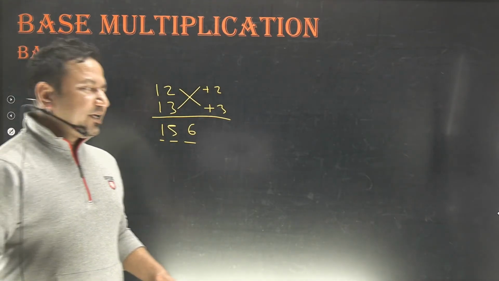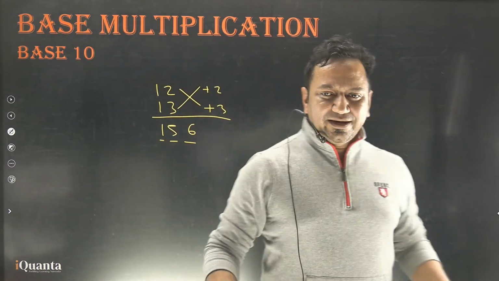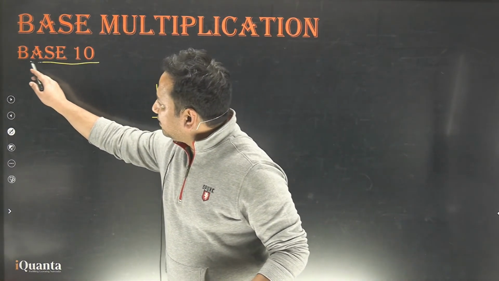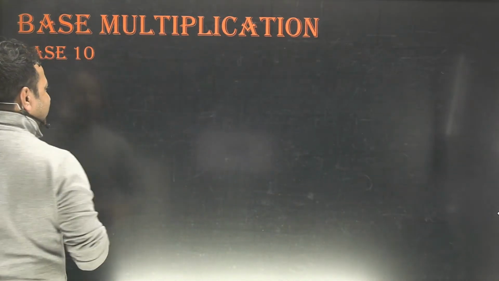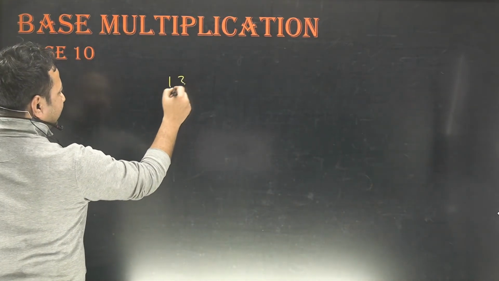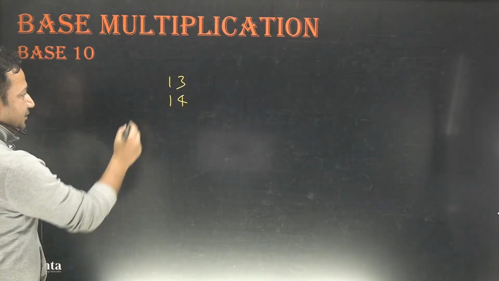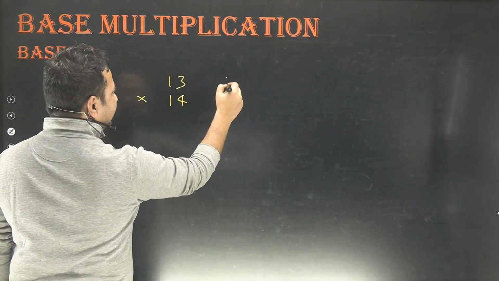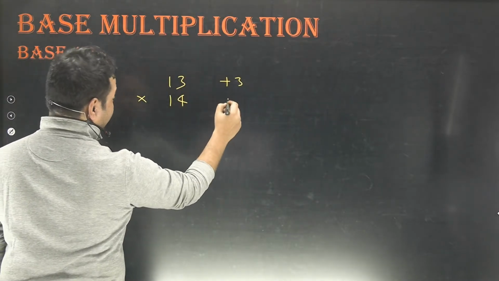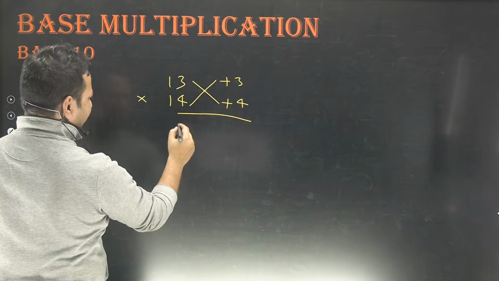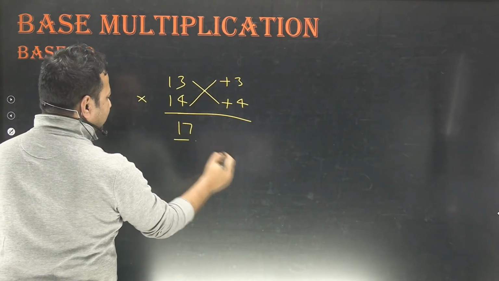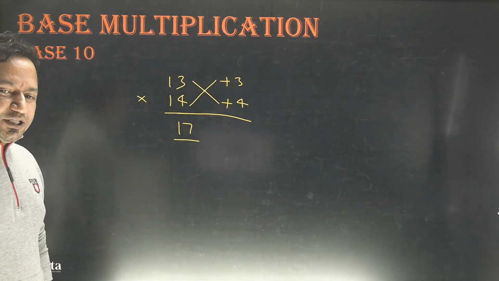Aniket, this will work in the cases where the numbers are close to 10. See, base 10. Look at this. Let me take a few more examples. Let me take 13 multiplied by 14. Now what will happen here? 13 is 3 more than 10. 14 is 4 more than 10. Okay, all right. 13 plus 4 or 14 plus 3, we will get 17. So far, so good. Now comes the real challenge.